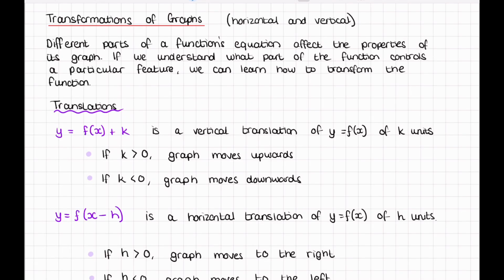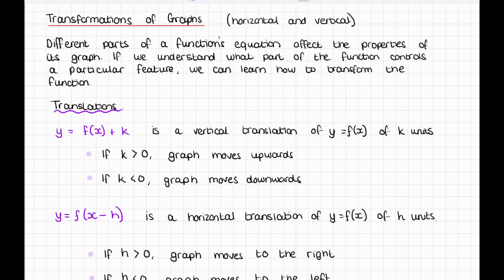This video is on transformations of graphs, and we're just going to look at the horizontal and vertical transformations. Different parts of a function's equation affect the properties of its graph. If we understand what part of the function controls a particular feature, then we can learn how to transform the function. We're only going to look at translations.